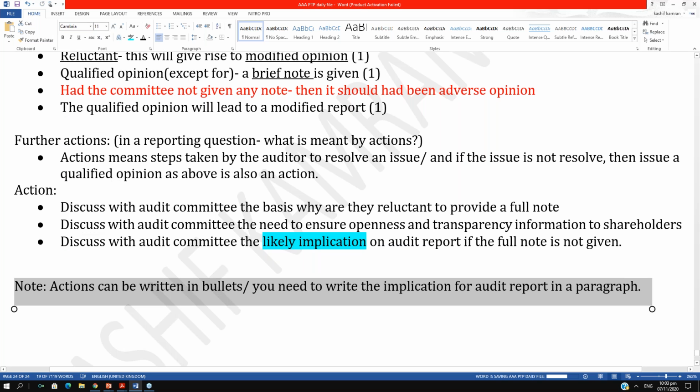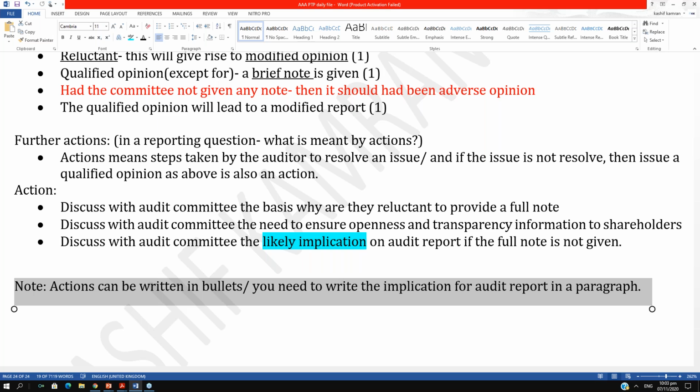Is this December 13 paper clear to all of you? On this basis, you have to solve the December 18 paper, question number 2 on going concern. Please, on my assessment, going concern sounds like an important area for December exams. So please spend proper time on going concern.